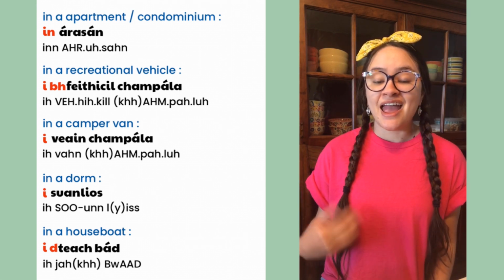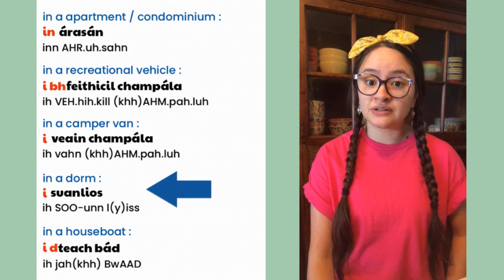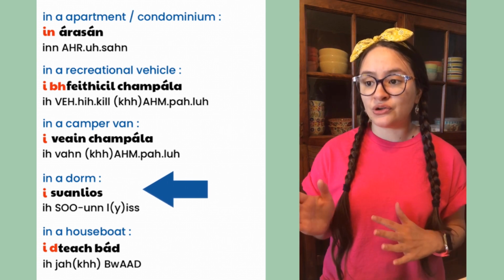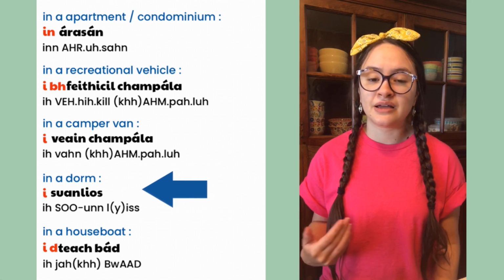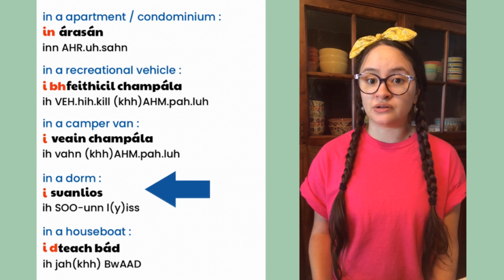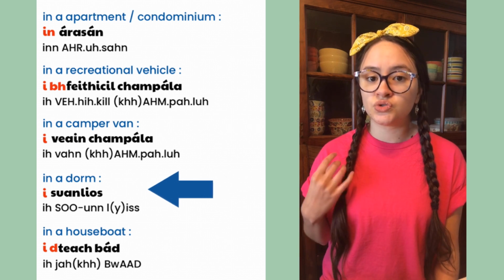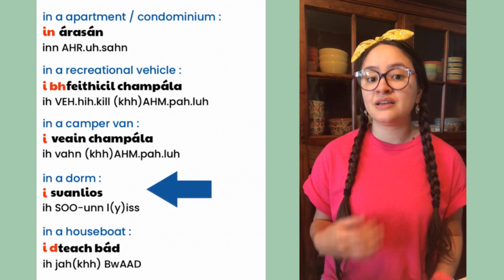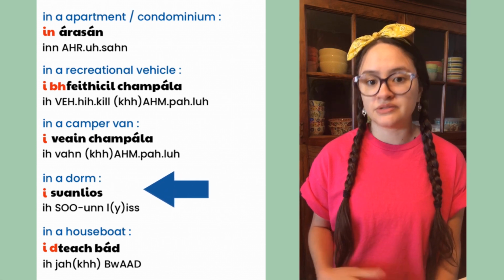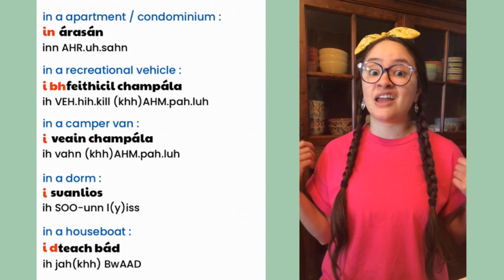Alright, the next word, maybe you're in college, or maybe you go to one of them fancy sleepaway schools or something, and you live in a dorm. Dorm is suanlis. Again, I put a Y in the pronunciation after the L in lis, because it's a slender L because an I comes after it. In a dorm is suanlis. S is an uneclipsable consonant, so it's not eclipsed. I suanlis.